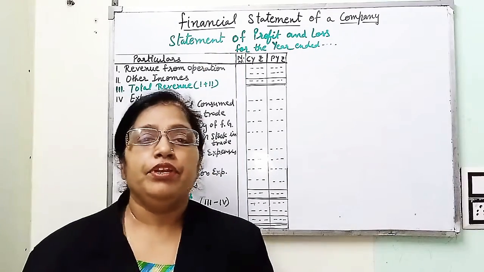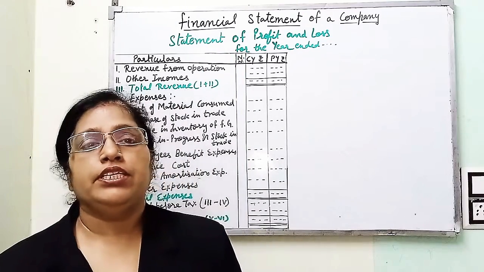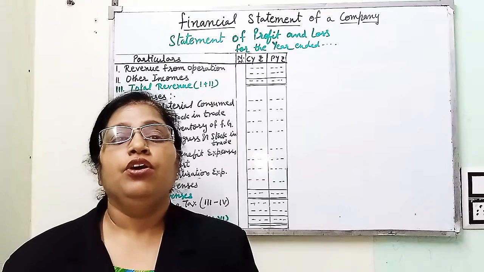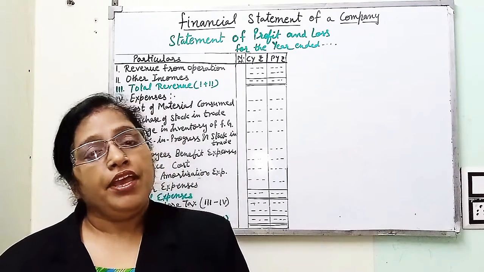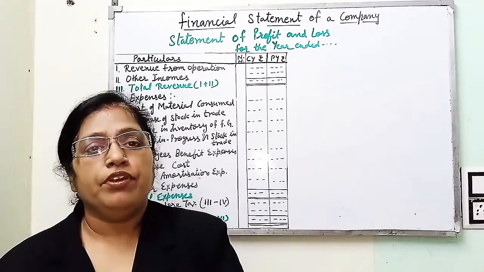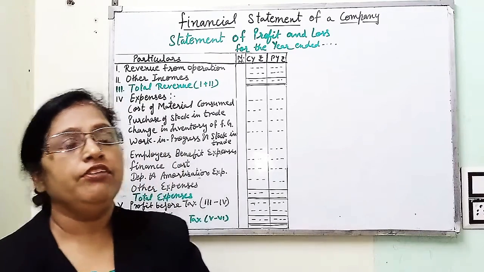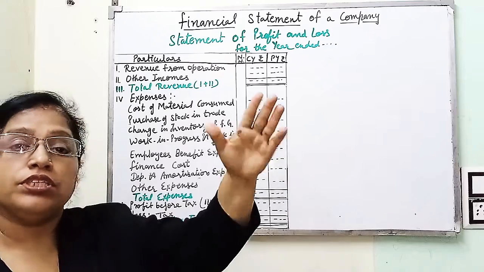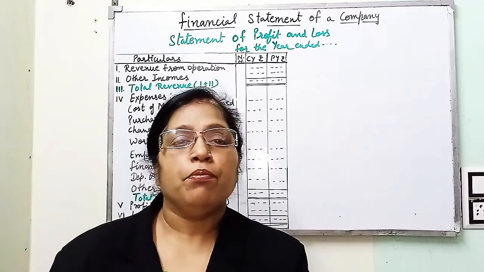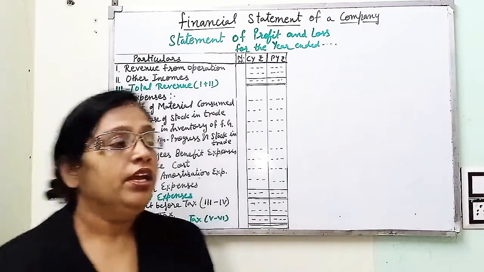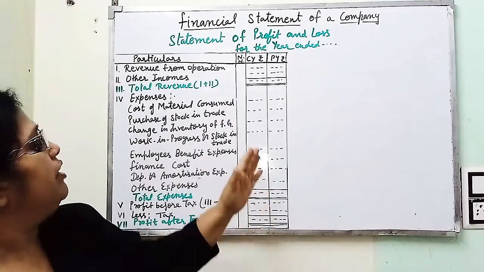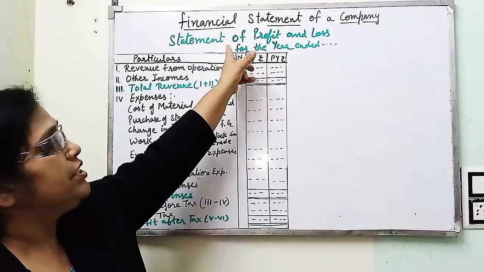As we know that profit and loss must be calculated by each and every business organization or the company to know their profitability, or the main aim of the business is to earn maximum profit. That can be calculated only with the help of profit and loss account in case of sole proprietorship and partnership firm. But in case of company, the profit and loss can be calculated with the help of only statement of profit and loss.